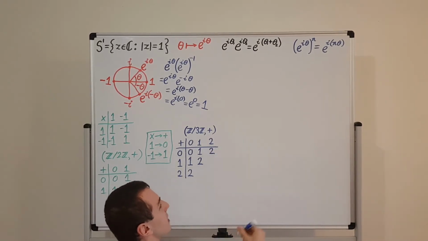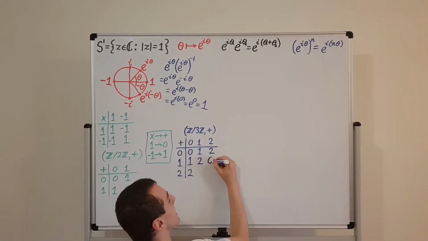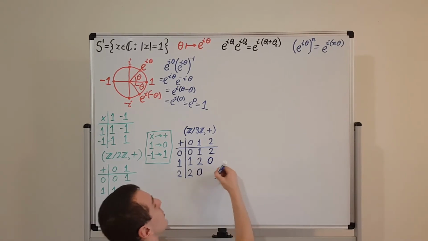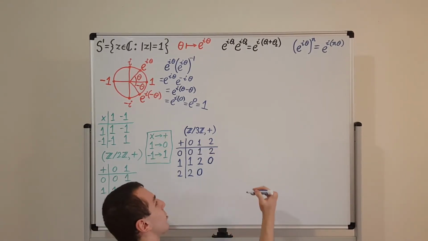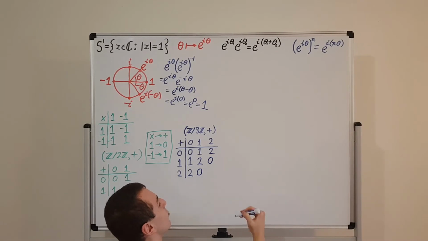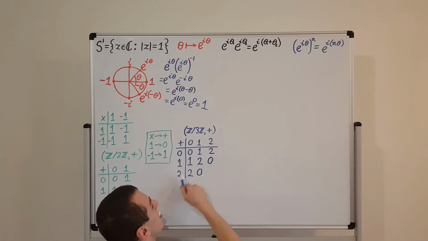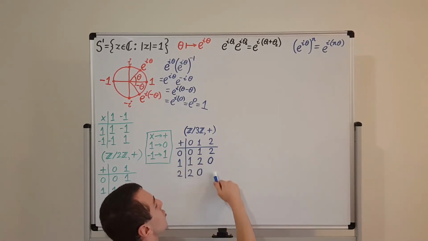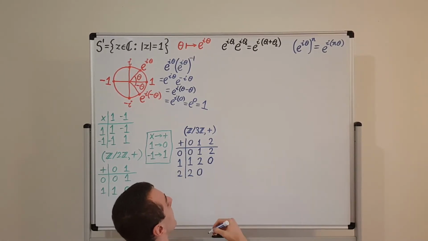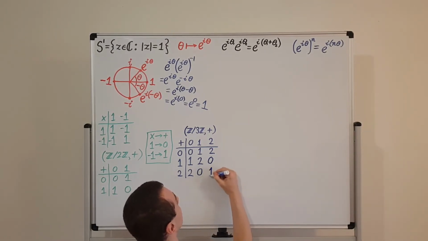But 1 plus 2 is equal to 3. 3 is the same as 0 because we're working in mod 3. If you take 3 and you divide it by 3, you get a remainder of 0. So that's why this is 0. What about this guy over here? We have 2 plus 2, that is 4. 4 is 3 plus 1. We have a remainder of 1. So I'll write 1 over here.